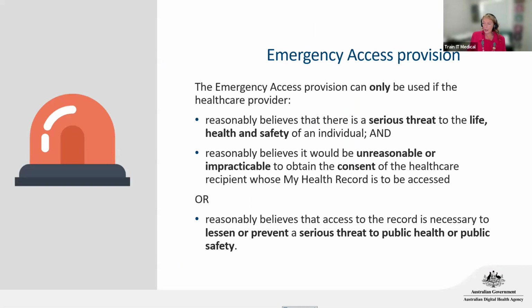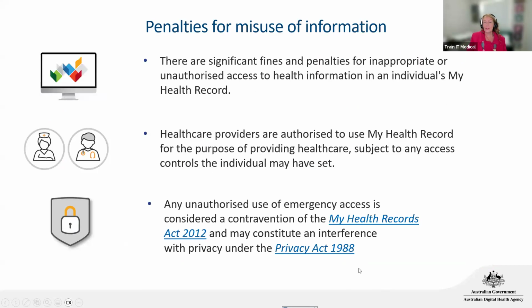Emergency access, we talked about, can only be used if you believe there's a serious threat to life. I kind of look at this quite differently with residential aged care facility, only because I don't think a lot of people will restrict use. They want their information to be available to the people who need it, but I could be wrong. And there's a little bit about the penalties for misuse.